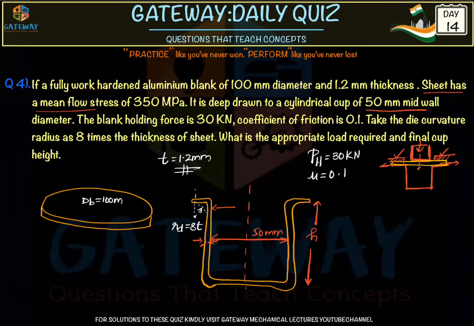What is the appropriate load required and the final cup height? So what is the load required to make this deep drawing operation? Here we need a force, right? We need to calculate the value of force. For that, first we calculate the height. How do we calculate the height?